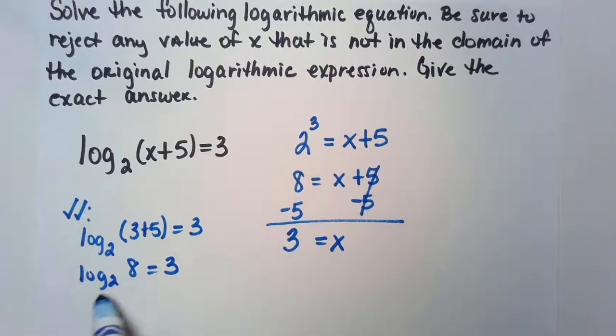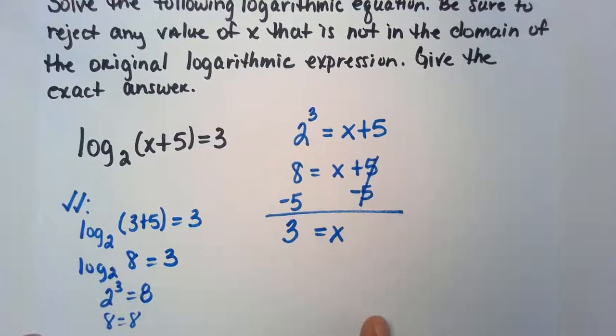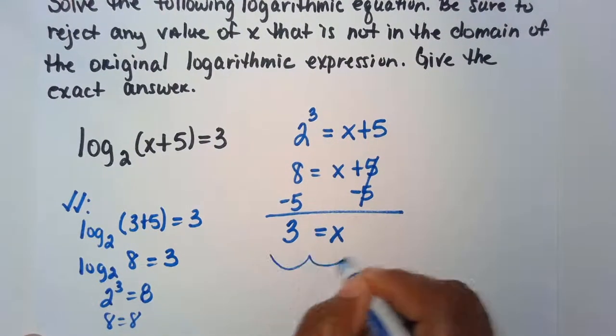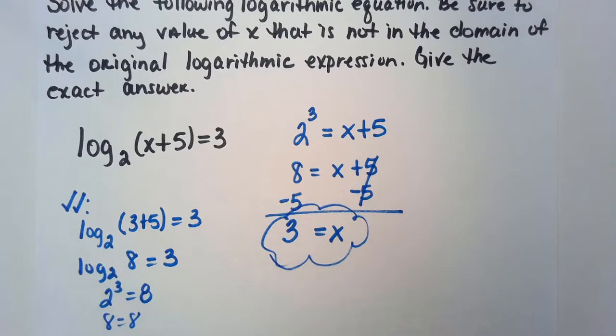And then converting this into exponential form, you have 2 cubed is equal to 8. And we know 2 cubed is 8. So we have 8 is equal to 8. So that is a true statement. Therefore, our solution is 3.